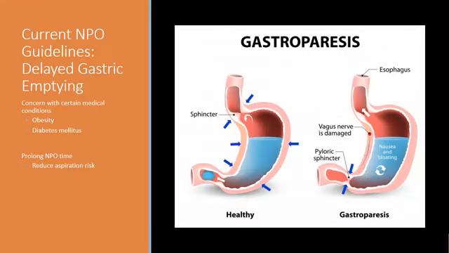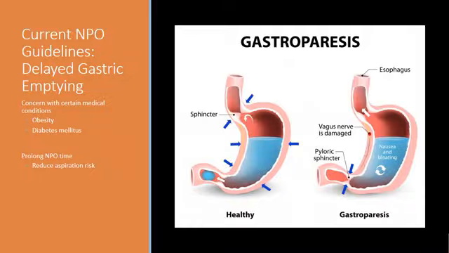Now, we can see decreased gastric emptying times with some comorbidities. Some medical conditions like obesity and patients with diabetes, peripheral neuropathies and autonomic neuropathies because of their diabetes can have delayed gastric emptying, and so you may want to consider prolonging the NPO time to help reduce the aspiration risk for those particular patients.